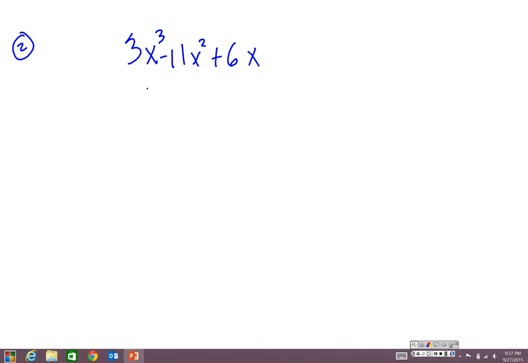Alright, next we have the problem 3x cubed minus 11x squared plus 6x. We are tasked to factor this. Now the very first step of factoring is to take out the GCF, and there is one, because notice there's an x in all terms. So since there's an x in all terms, we're going to take out an x. That leaves us with 3x squared minus 11x plus 6.